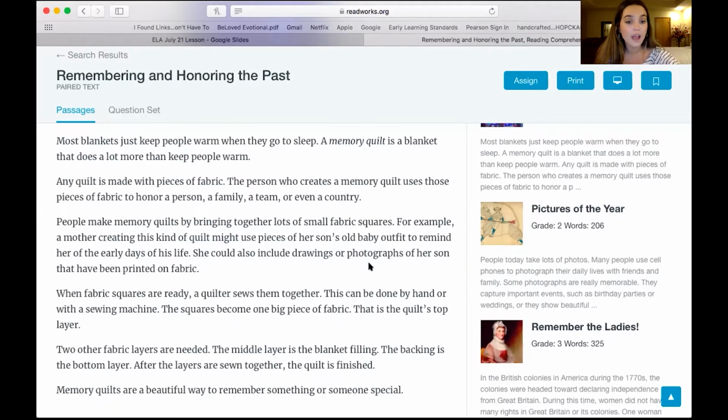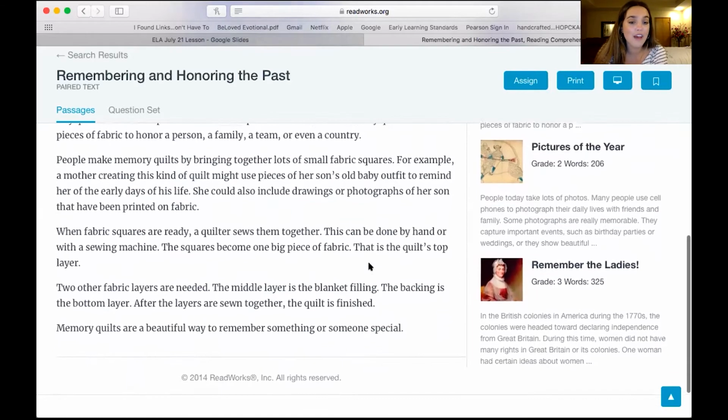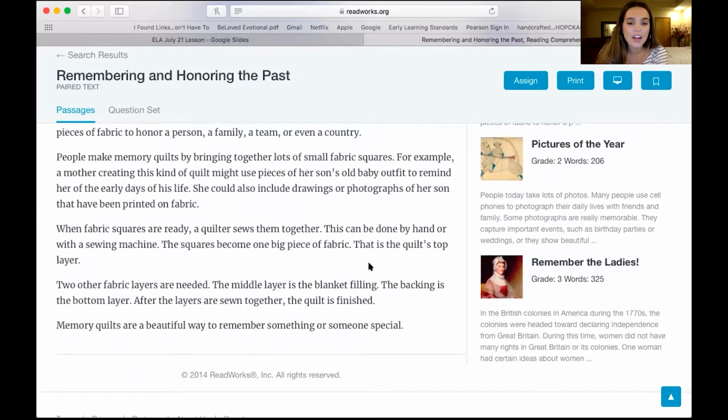When fabric squares are ready, the quilter sews them together. This can be done by hand or with a sewing machine. The squares become one big piece of fabric. That is the quilt's top layer. Two other fabric layers are needed. The middle layer is the blanket filling. The backing is the bottom layer. After the layers are sewn together, the quilt is finished. Memory quilts are a beautiful way to remember something or someone special.